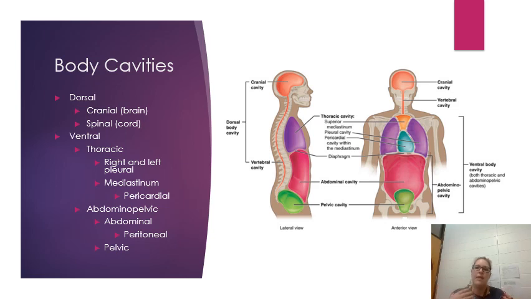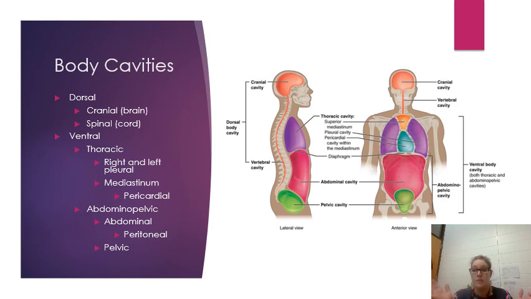So within all of these planes and directional terms, we're also going to have body cavities, okay? These cavities separate where various organs are located, so you can use generalized terms to talk about where organs are. The dorsal cavity contains the brain and the spinal cord. Ventral contains the thoracic cavity, which also contains the right and left pleural cavities and the mediastinum, which contains the pericardial cavity. You have the abdominopelvic cavity, which contains the abdominal, the peritoneal, and the pelvic cavities.